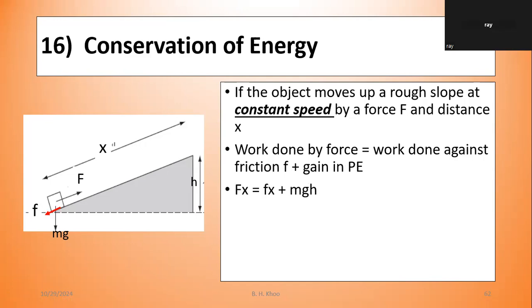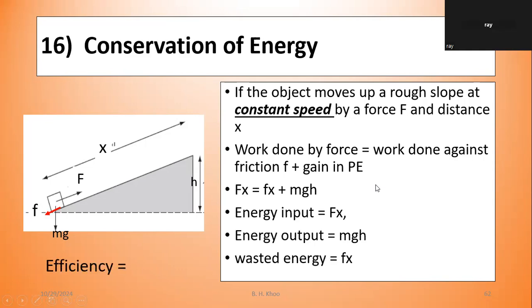Then write in the equation formula, Fx equals small f times x plus mgh. Energy input, Fx. Energy output, mgh. Wasted energy is fx. So efficiency is mgh over Fx.